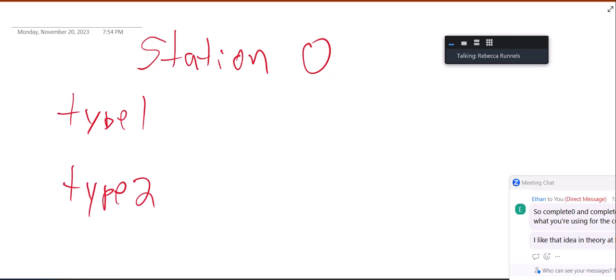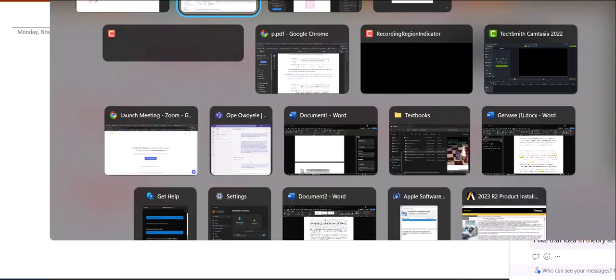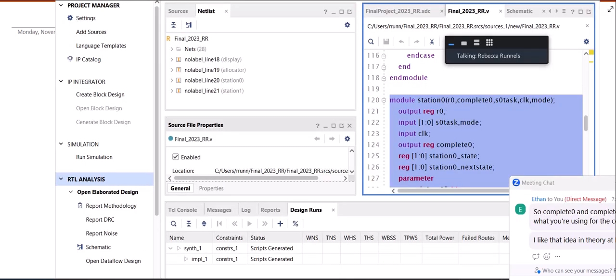And station 0 for type 1, I think it takes 1 clock cycle and type 2 is 2 clock cycles. Can anyone verify that for me? So type 1 is just 1 clock cycle. For type 2, they want us to have it where on some inputs it does 1 and other inputs it does 2. No, that's for the bonus. I don't think so. I'm not doing that.